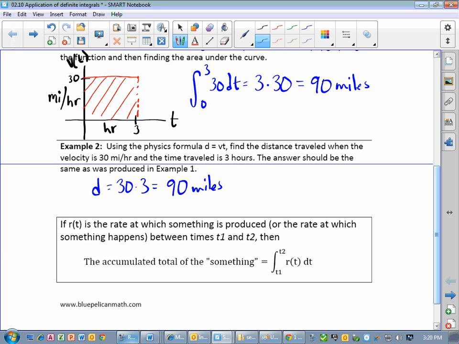So let's say mushrooms grow at a certain rate, so we have a function, between t1 and t2, then the accumulated total of that something, so in this case the total distance we travel, if it's mushrooms growing, the total amount of mushrooms or whatever, is the definite integral from t1 to t2 of our rate. Okay? So the definite integral of rate gives us the amount of change. Okay?